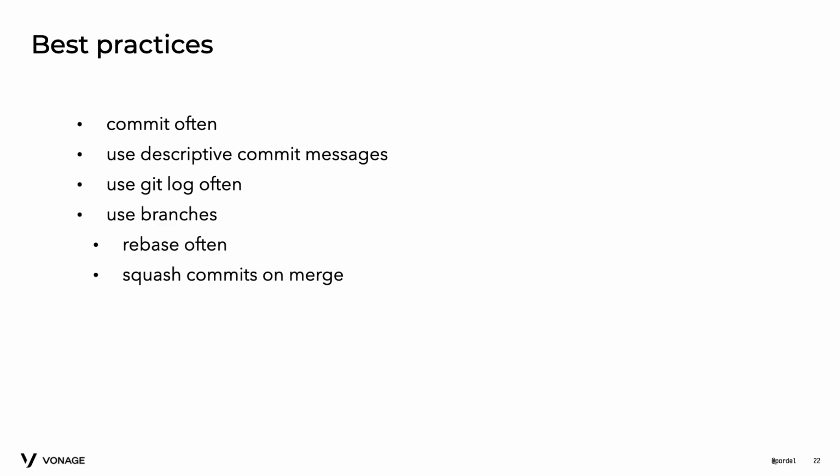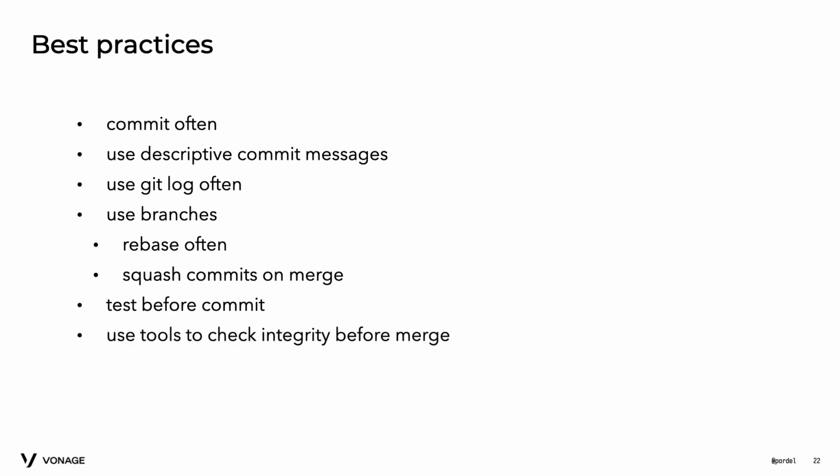The last 2 best practices fall into the project integrity category. First, make sure you run all your tests before each commit. A commit should not leave a project in an unstable state. There are a few cases where this can happen, but should be the exception. And when you merge, you should take advantage of automatic tools to check for the project integrity.